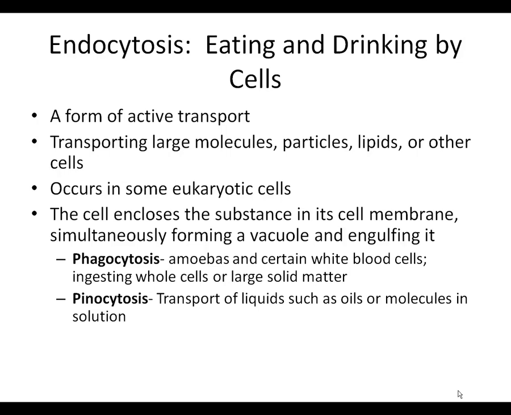Pinocytosis is basically cell drinking. This is the transport of liquids across a membrane, things like oils or molecules that are in solution. Pinocytosis is actively transported across the membrane. Pinocytosis is not going to move water across the membrane. Remember, that is osmosis, and that is a form of simple diffusion. Pinocytosis takes in solutions or oils, things that are not going to move across that membrane freely, and it takes them in through active transport.